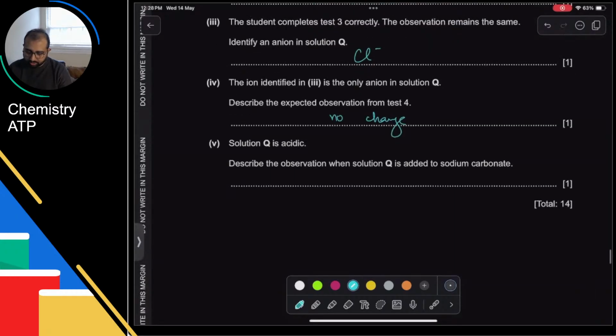Okay. Solution Q is acidic. Describe the observation when it is added to sodium carbonate. We will get effervescence, fizzing, bubbles, all of those you can write. So effervescence. Again, you don't lose marks for wrong spelling.